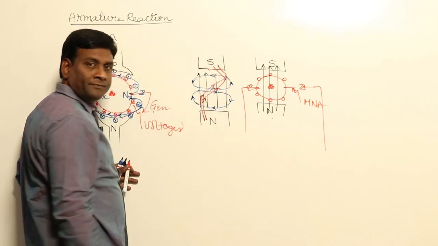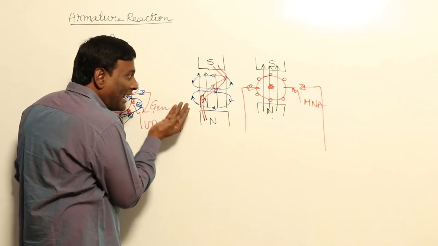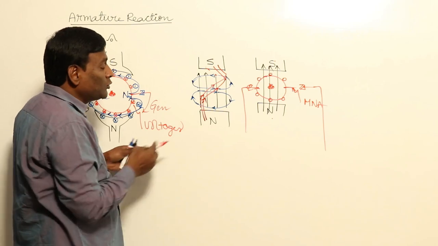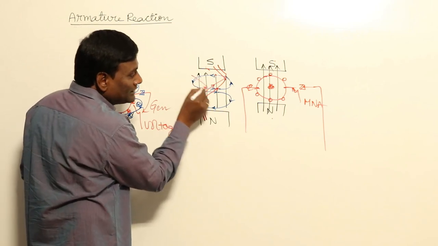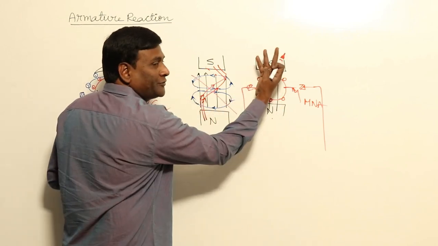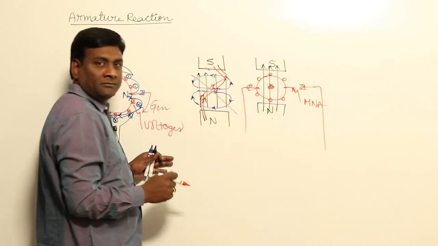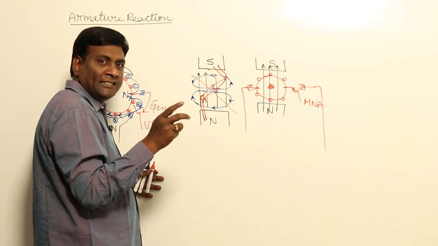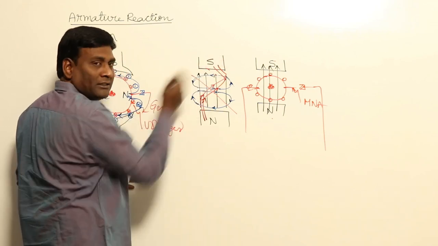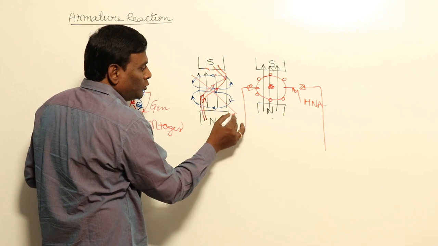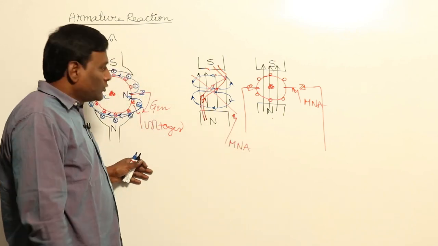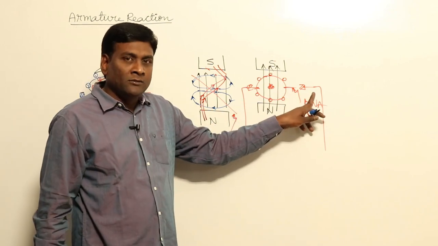Now at loaded conditions, what has happened? My resultant flux has a bend like this. So where I'm going to get MNJ, magnetic neutral axis, 90 degrees to the resultant. Means this is field flux, 90 degrees to the resultant. Now, because of armature current, armature flux, net flux distribution has been changed. The pattern has been changed. So, this is going to be the new MNJ.